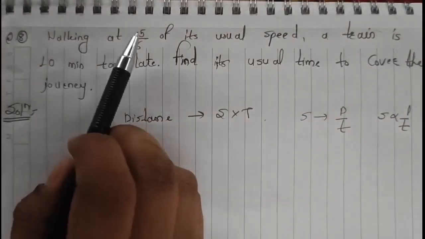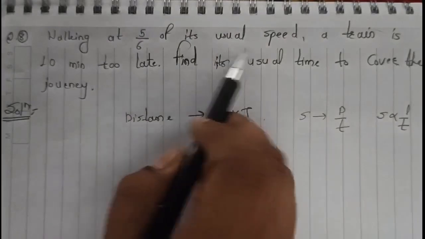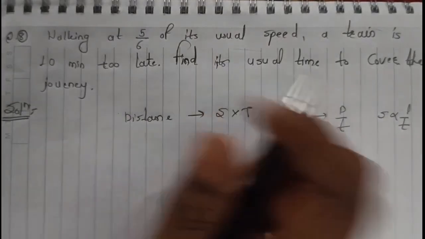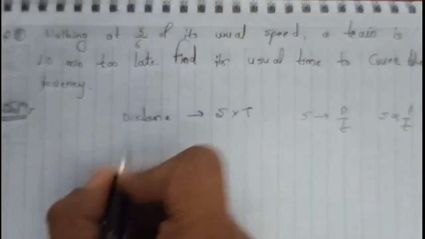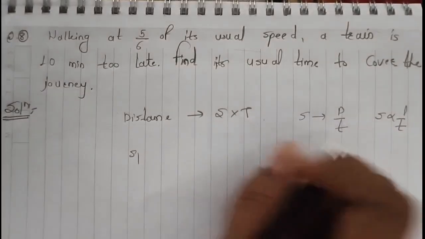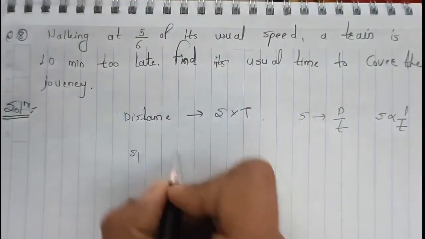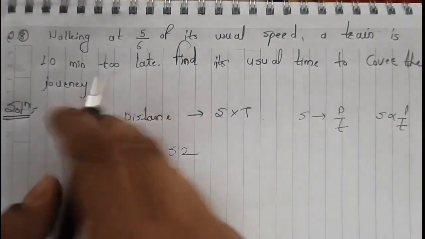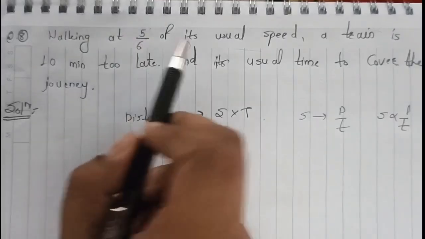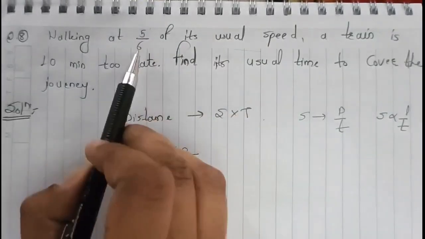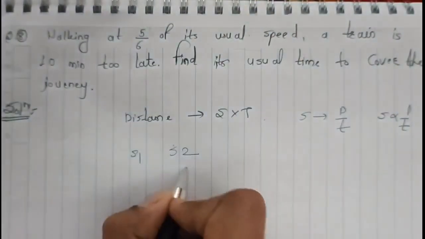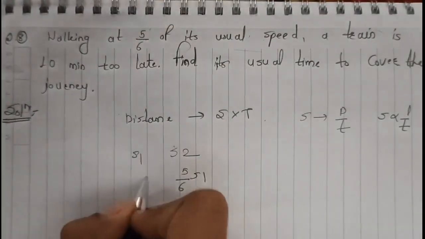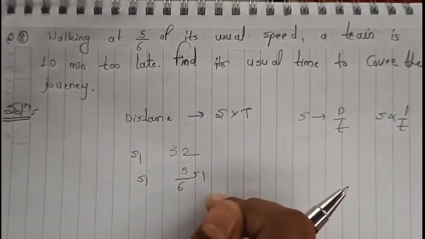Here, walking at 5/6 of his usual speed. Usual speed means what? The one that he was having usually. Just consider this usual speed as S1, and then we will consider this new speed as S2. Walking at 5/6 of the usual speed means 5/6 of S1. So this is our S1 and this is our 5/6 of S1.